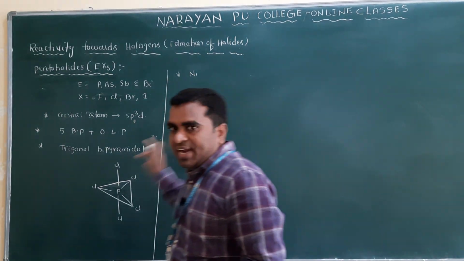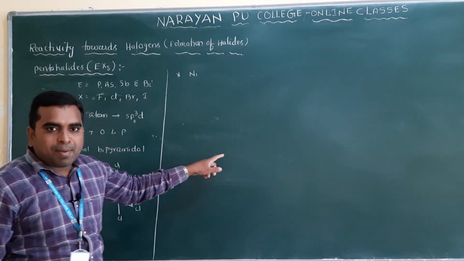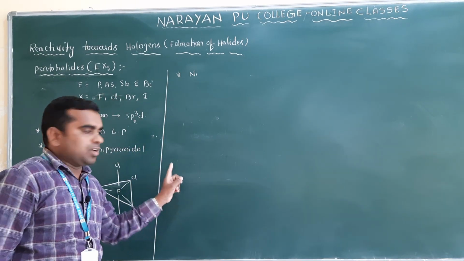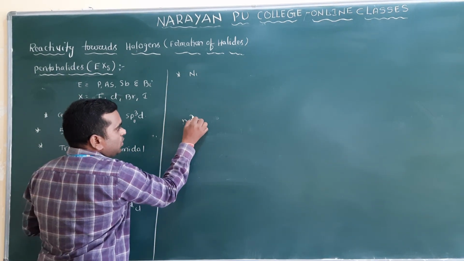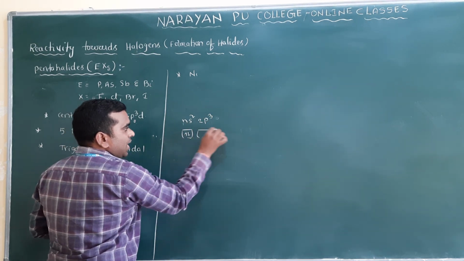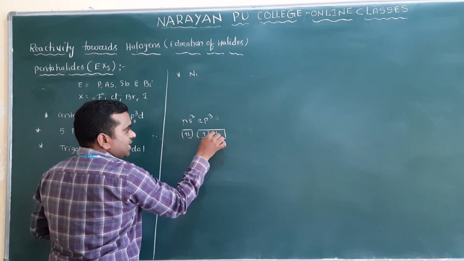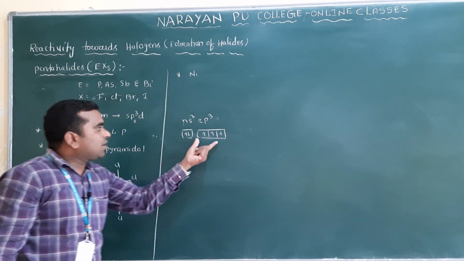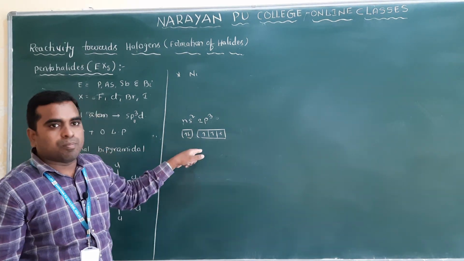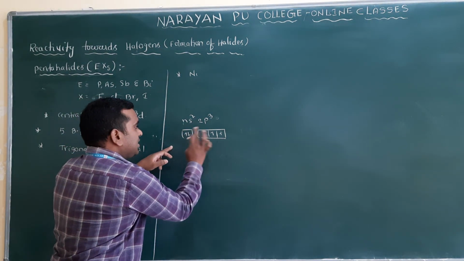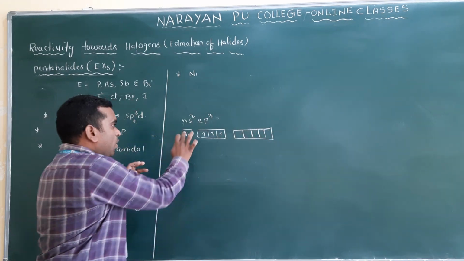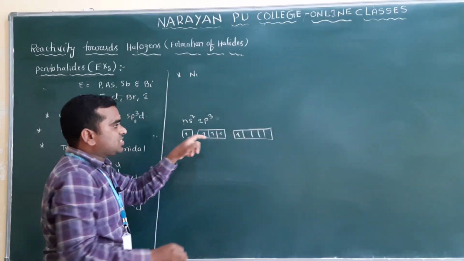To form pentahalides, one of the electrons must go to a d orbital. What is the nitrogen electronic configuration? ns2 np3, with 2 electrons in the s orbital and 3 electrons in the p orbital. How many unpaired electrons are there? 3. So nitrogen can form only 3 bonds. To form 5 bonds it would need a d orbital, so that one electron could jump in the first excited state.